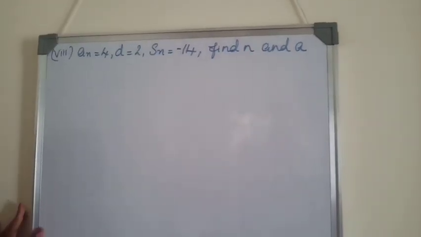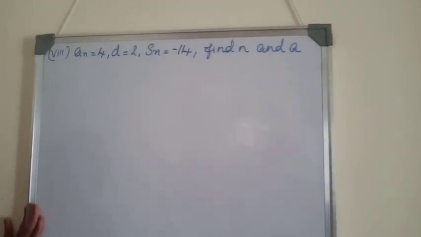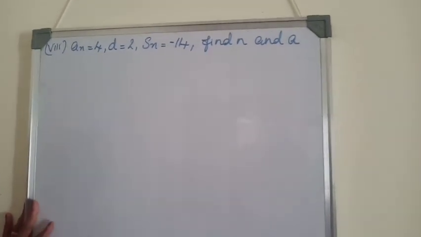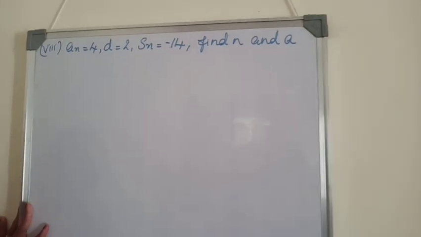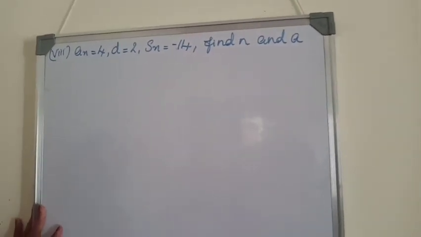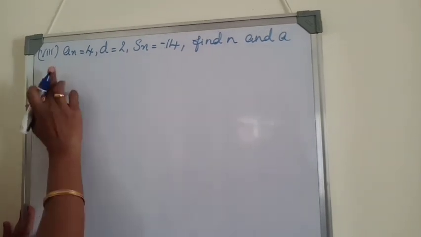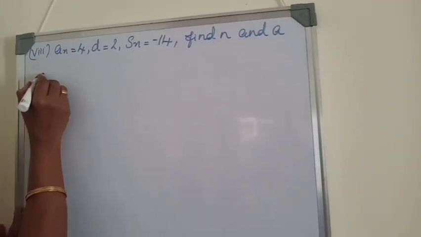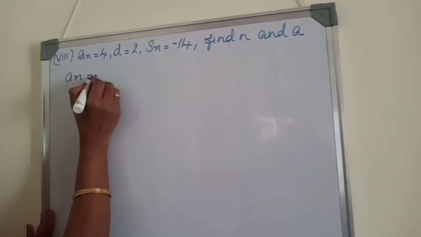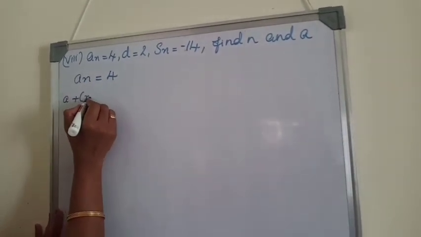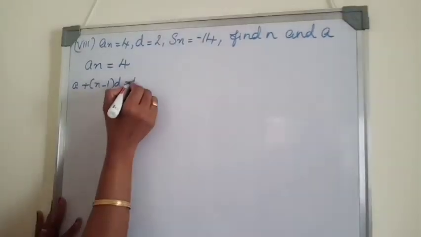Now the eighth question is an equals 4, d equals 2, Sn equals minus 14. Find n and a. an equals 4, d is 2, Sn is minus 14. an is also given, Sn also given. We will start with an. First we will write an equals 4. In the an formula we will write a plus (n minus 1) into d is equal to 4.